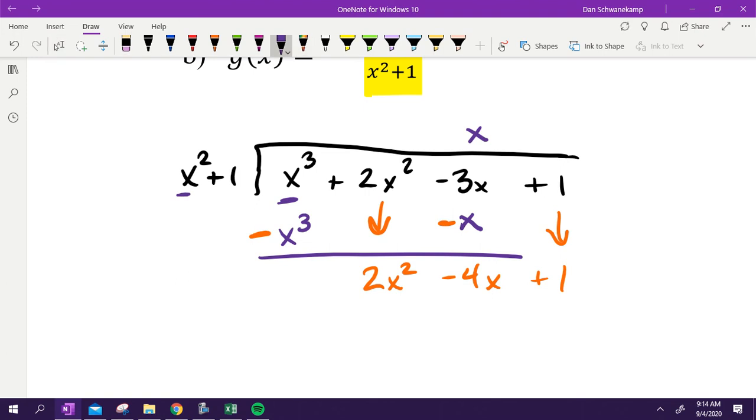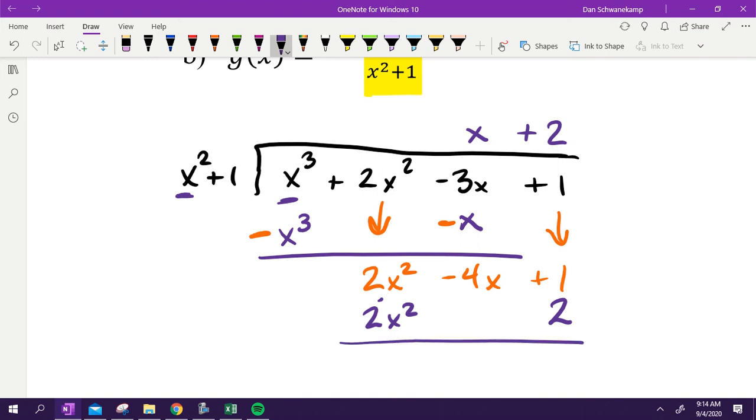Okay. Megan C, what am I going to multiply x squared by to get me 2x squared? 2. So you're going to write a 2 up above. Then what do you do once you write it up above? Multiply. So 2x squared. And then 2 times 1 gets us 2. She's going to put it in her constant column.